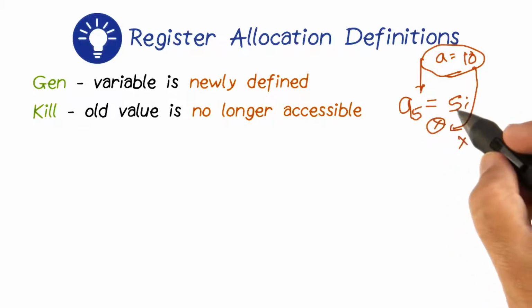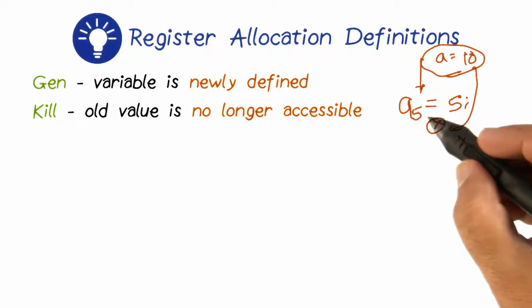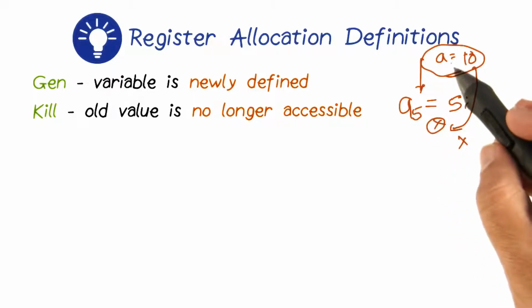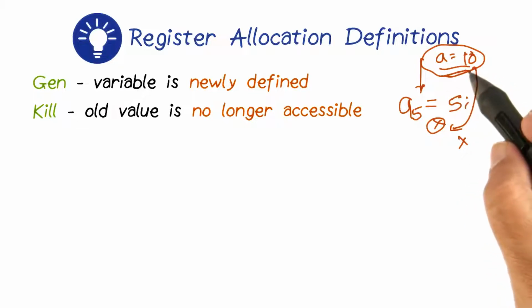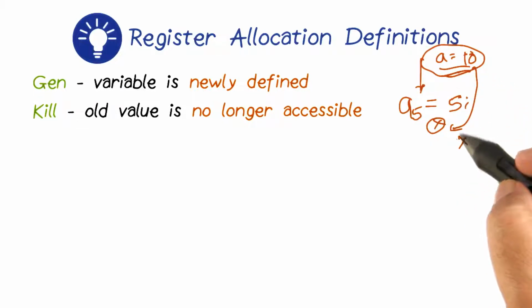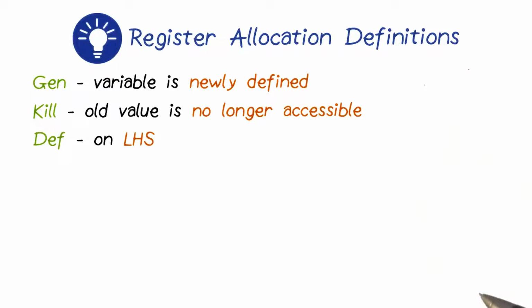It's really a equal to 5, which is present here, and we are just designating it to be a5. So this particular definition of a equal to 10 is no longer available here and is set to be killed. The third one is just called definition.